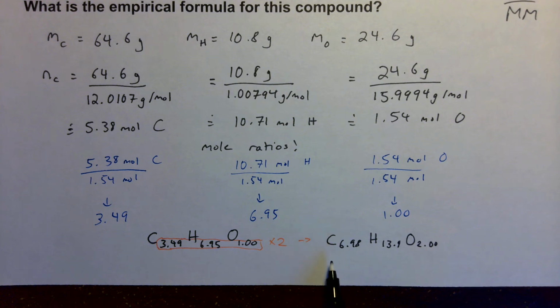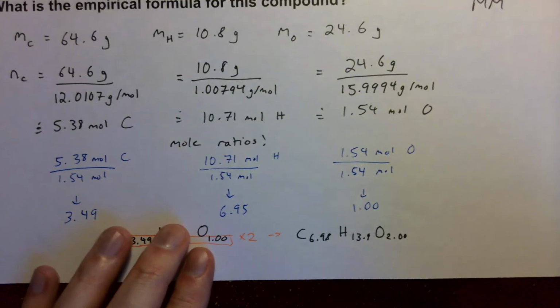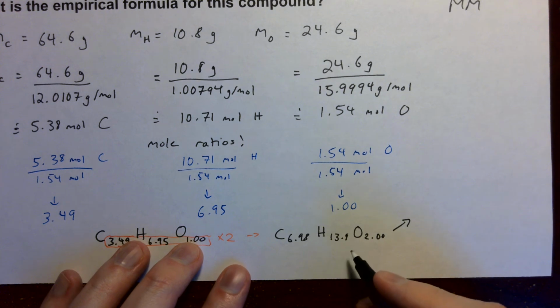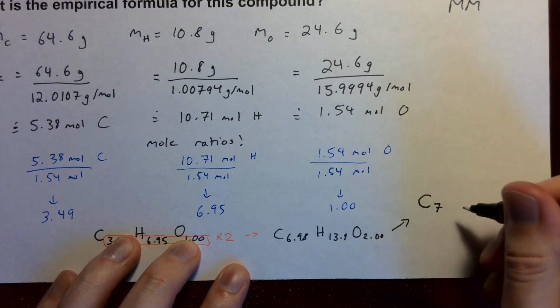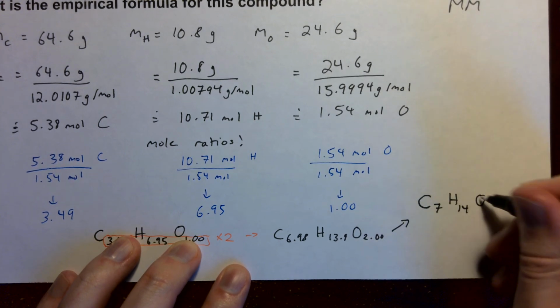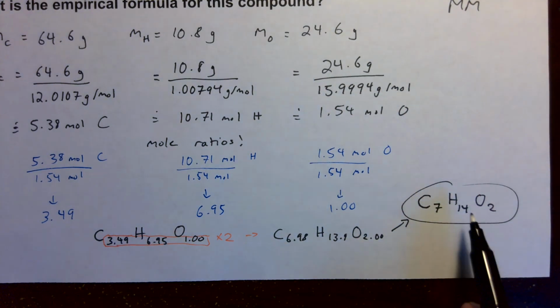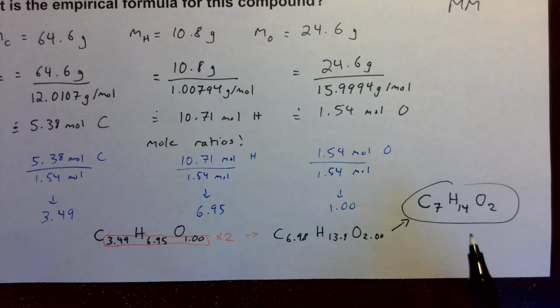And then when you do that, you will get a formula of C 6.98, H 13.9, O 2.00. So it's still not perfect because we have decimal places, but we are much closer to all of these being a whole number compared to what we had originally. And because all of these are so close to a whole number, we now can just round them off. So now we can say that the empirical formula most likely is going to be C7H14O2. And that there would be our empirical formula for this unknown organic compound.